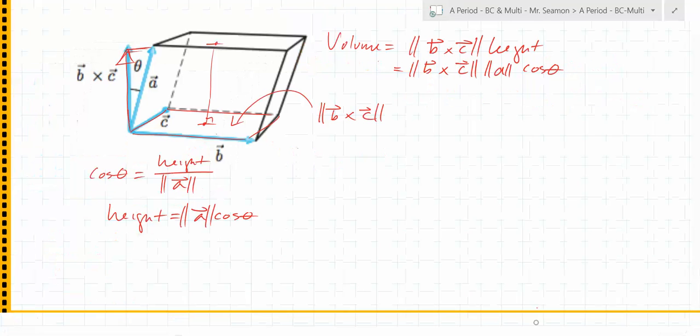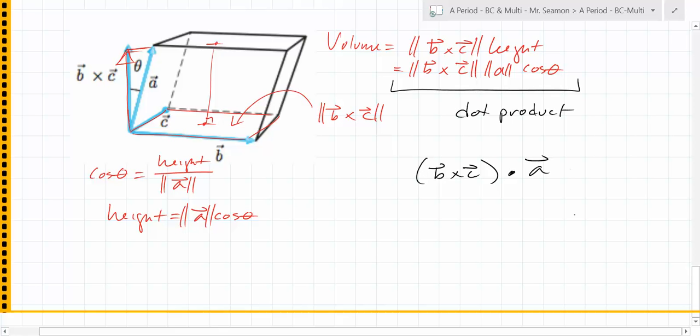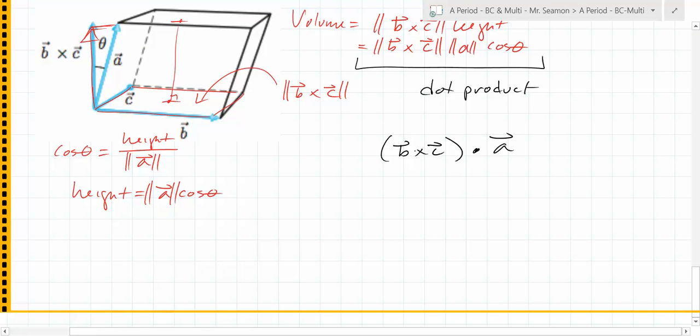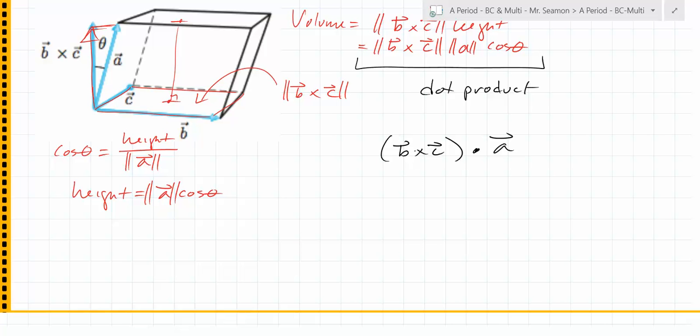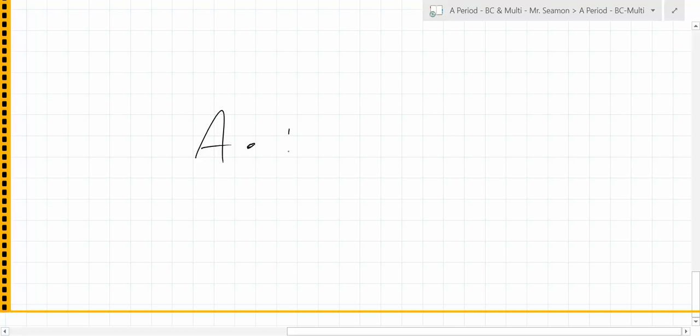So let's just pause here. Look at this. That's a dot product of what? This is the dot product of B cross C and A, because the cross product of two vectors is a vector. So we have a valid operation right there: a vector dot a vector. That's valid, right? What is the definition of A dot B?